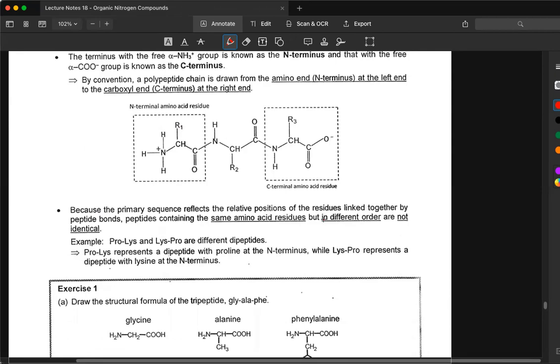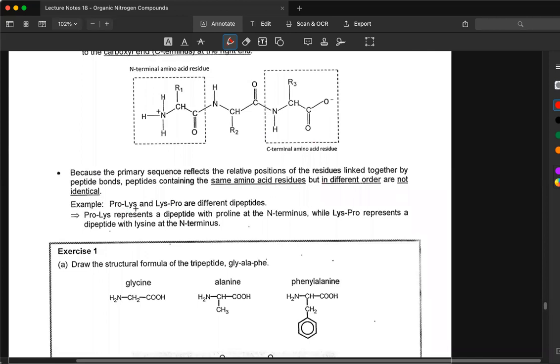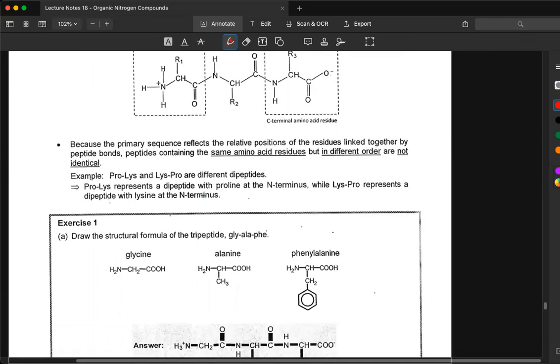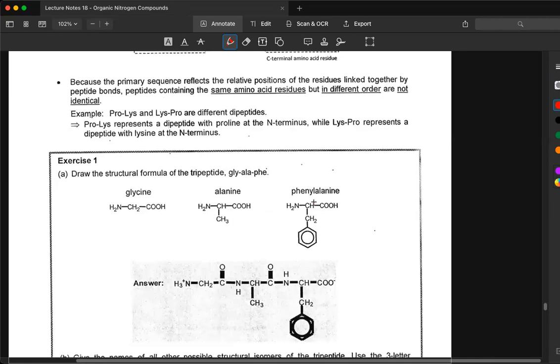Because the primary sequence reflects the relative positions of the residues linked together by peptide bonds, peptides containing the same amino acid residues but in different order are not identical. For example, Pro-Lys and Lys-Pro, they're actually different. So the sequence will matter. So Pro-Lys represents a dipeptide with proline at the N terminal. Lys-Pro will be the dipeptide with lysine at the N terminal, so different.